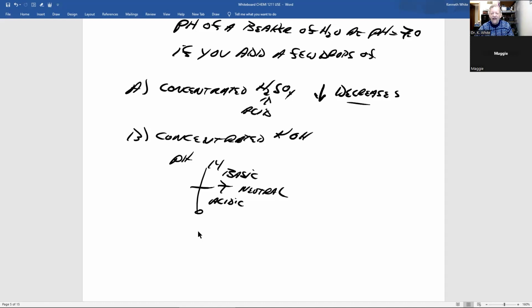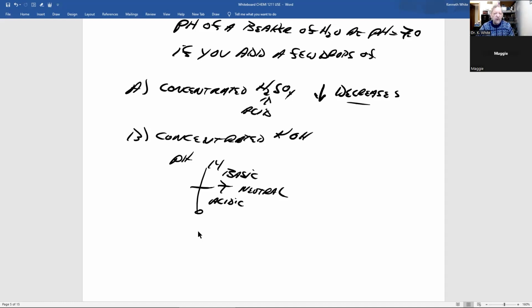And other synonyms for decrease. Ooh, fancy word from Dr. White. My English teacher from high school would be happy, or grade school. You could also say it gets lower. So when you add an acid to a liquid, the pH should go down.